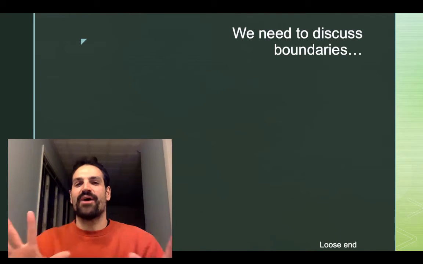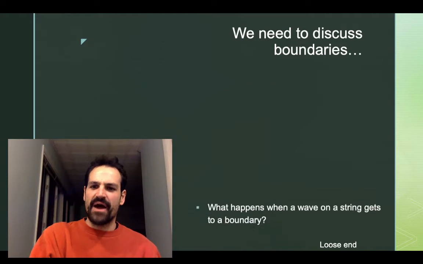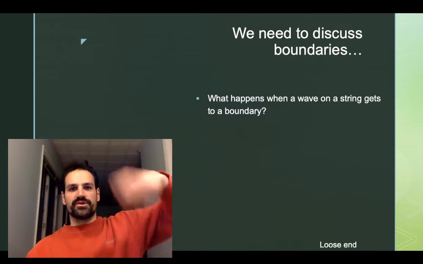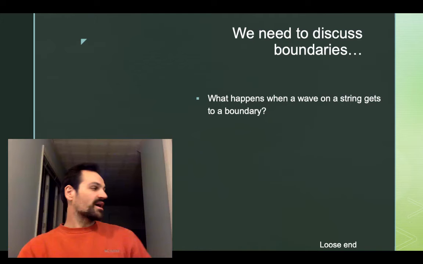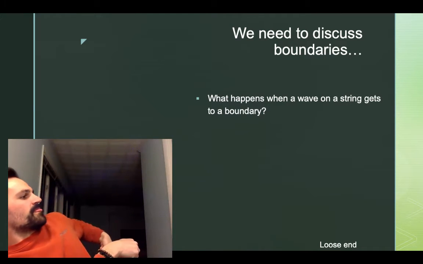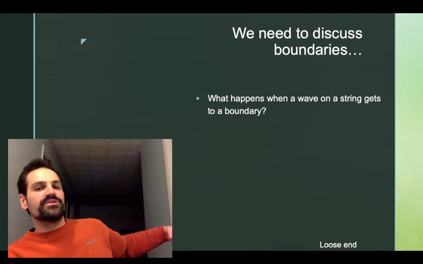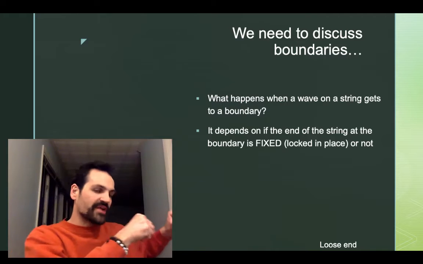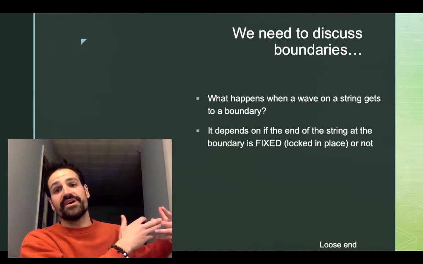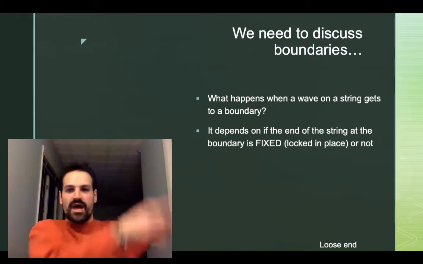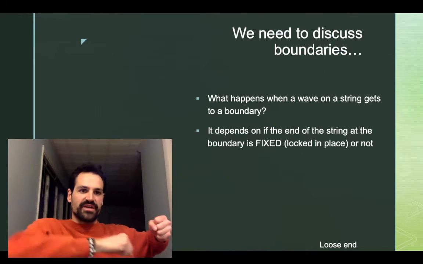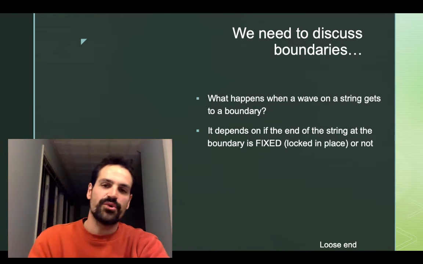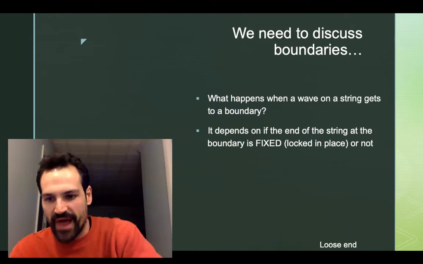Alright, so we need to discuss boundaries. Boundaries are what happens when a wave on a string gets to the end of whatever you have it tied to. So let's say I tie a string to this pole and then I whip my string at it. What's going to happen when the string gets there? Well, it depends on if the string is fixed, meaning tied tightly, or it's loosely wrapped around so it can slide up and down the pole. And that's going to change how the wave is going to reflect.